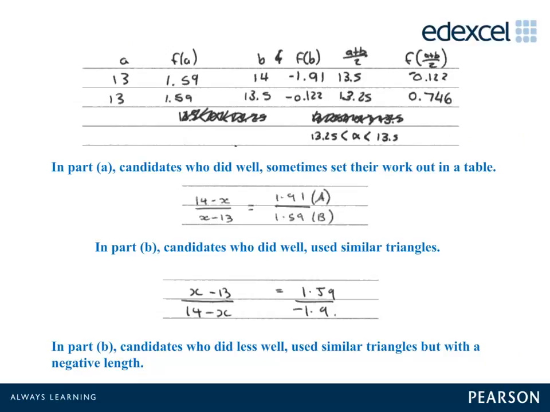In Part A, candidates who did well sometimes set their work out in a table. In Part B, candidates who did well used similar triangles. In Part B, candidates who did less well used similar triangles, but with a negative length.